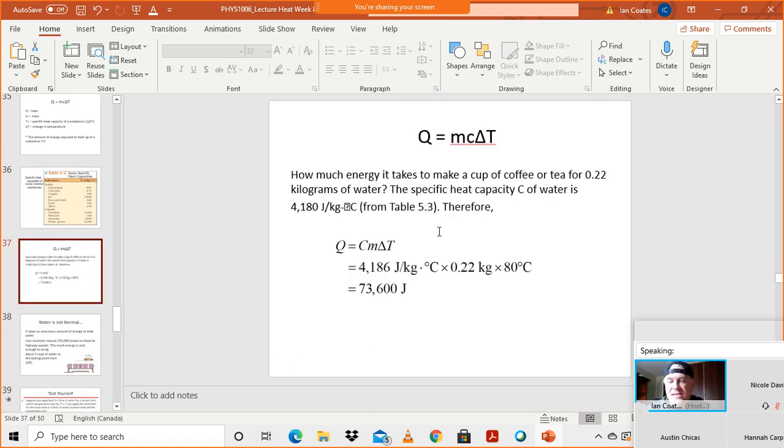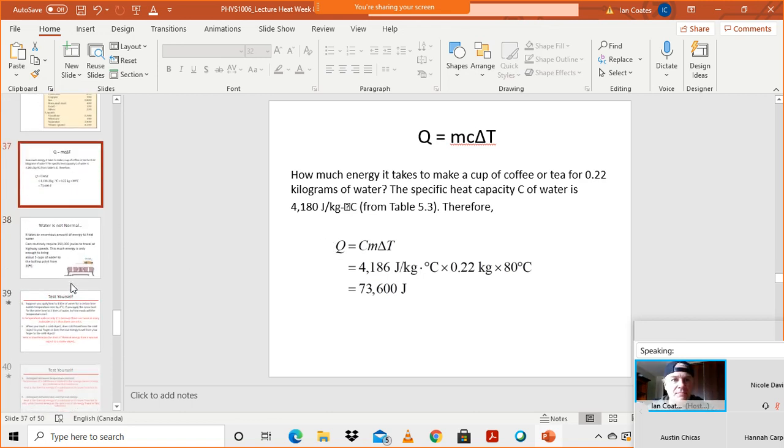And these guys here, you guys have seen these before, okay? It's just a matter of plugging and playing. You've got Q, you've got C, you've got M, and you've got delta T. Okay? So you have four variables here as well. I'll give you three. You find the rest. That's how these go. Okay?